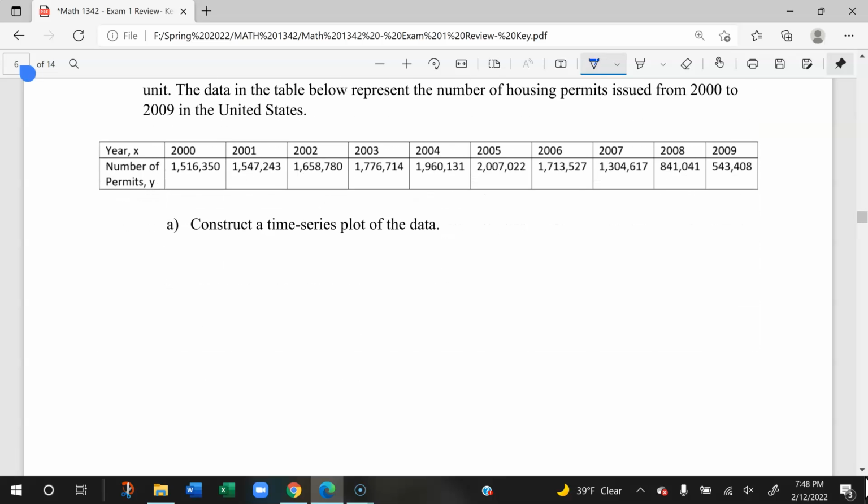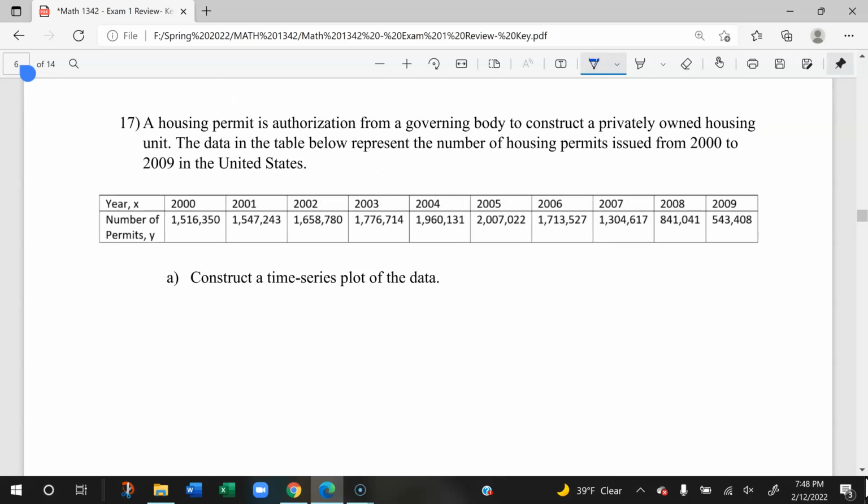The next thing that we're going to look at is a time series plot. Most of our time series plots are line graphs. And we're talking about the number of housing permits. So I'm going to go ahead and put a title on here: housing permits issued from 2000 to 2009.